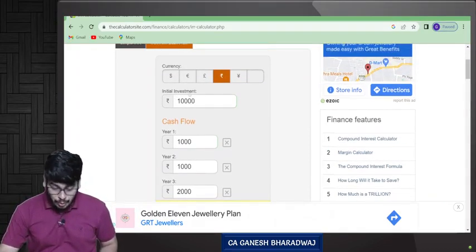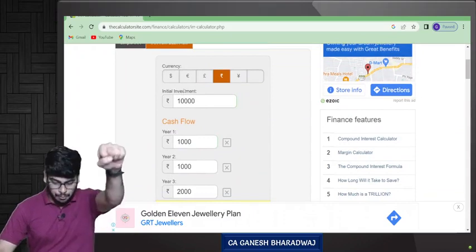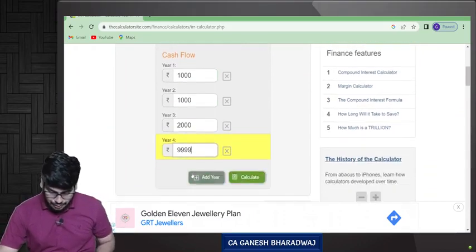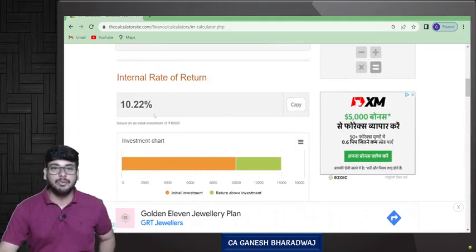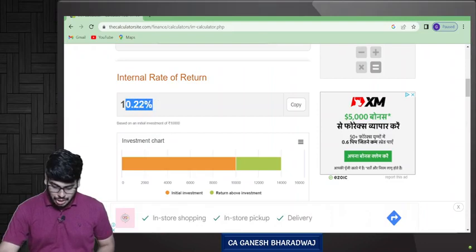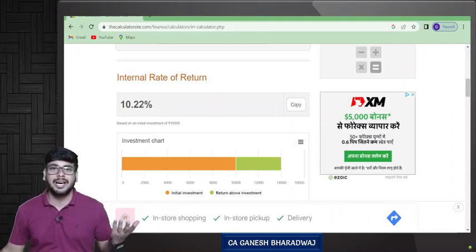Look, initial is what? Investment they have given. So there is an outflow followed by a series of inflows. Correct or not? Very simple. One click of a button. Calculate. See what you get. You get the answer as 10.22%. Are you clear with this?